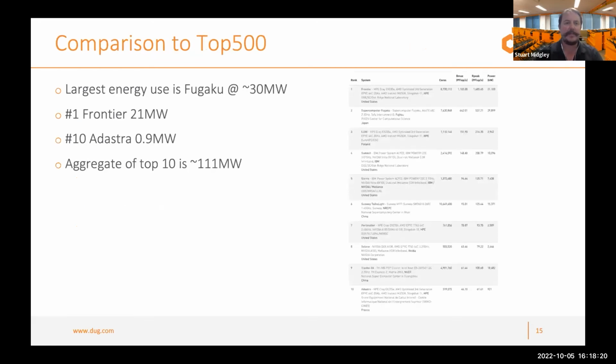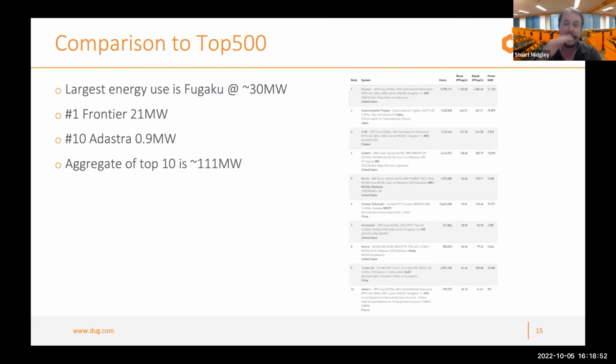How does that compare to the top 500? Well, I went and grabbed the list and I put the top 10 machines there on the right. And so you can see the largest energy use is for Fugaku. It's doing about 30 megawatts. Frontier, which is roughly 3 times the compute capacity, is doing it in 21 megawatts, right down to number 10, which is 0.9 of a megawatt. So most of the Australian facilities in terms of energy usage are at about that number 10 spot. Add them all up, the top 10 aggregate to about 111 megawatts of energy.